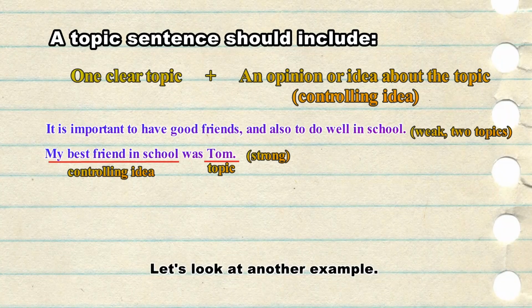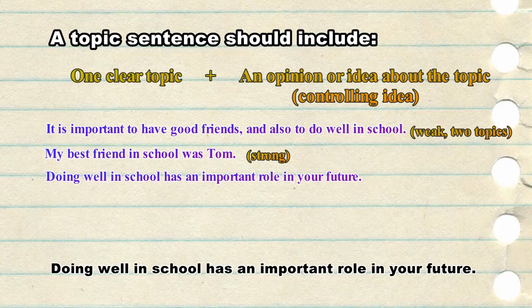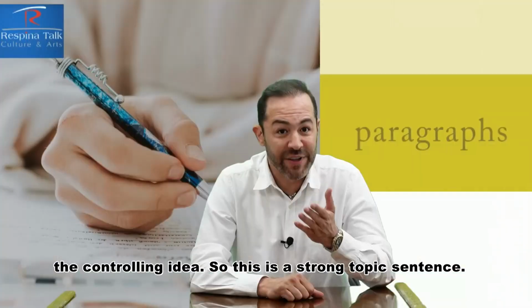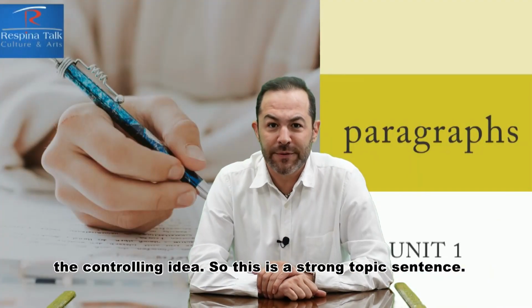Let's look at another example. Doing well in school has an important role in your future. So what is the topic here? Doing well. Doing well is the topic. Has an important role in your future is the controlling idea. So this is a strong topic sentence.